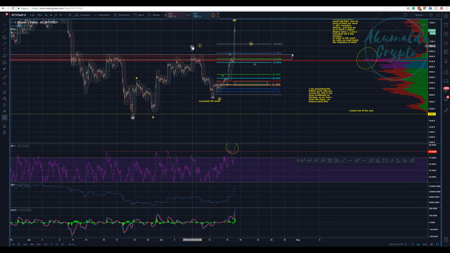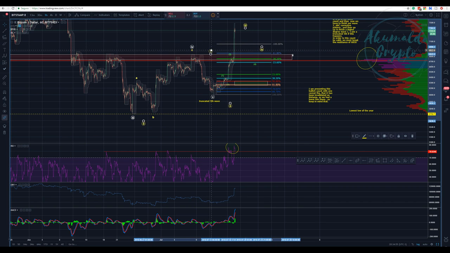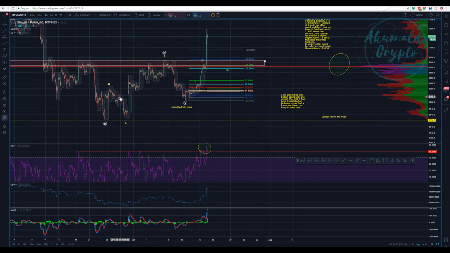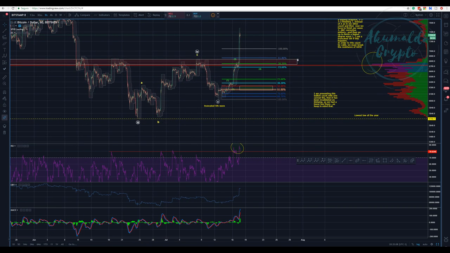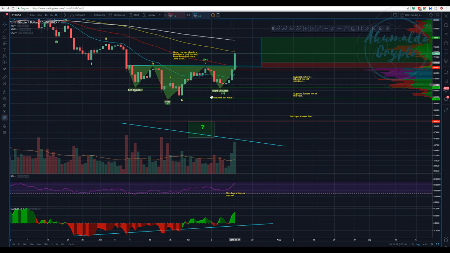What ABC, we have a 4. So now let's figure out, this is not what's going on. If we have this is our fourth wave, and then our truncated fifth wave. If we have the count like this, so then we have something like this happening, okay? It's the same count, okay, guys? I have presented this count before. We have our 3 here, our 4 going on here, and then our fifth wave that I said, truncated fifth wave, support, lowest low of the year, perhaps a lower low.